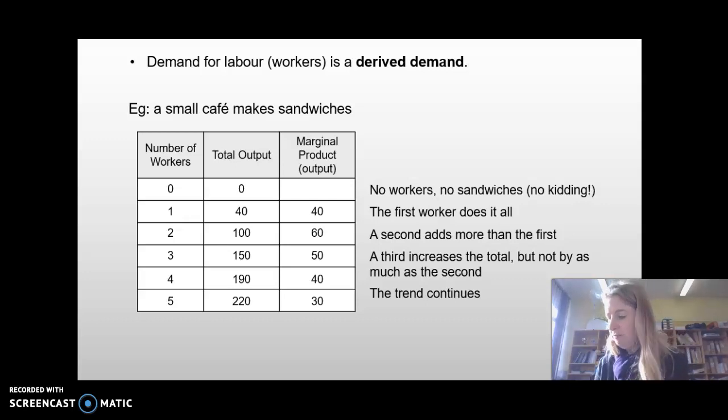But an important thing to think about here is demand for labour. Something that does influence whether there'll be high or low demand for someone's labour is the perceived productivity of the worker, which is basically what this slide is about.